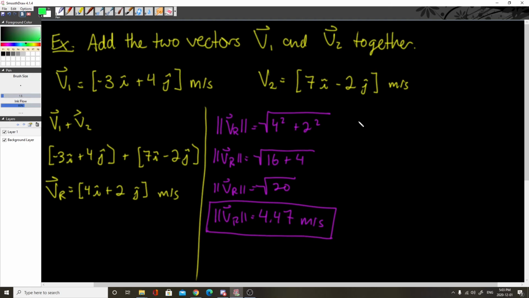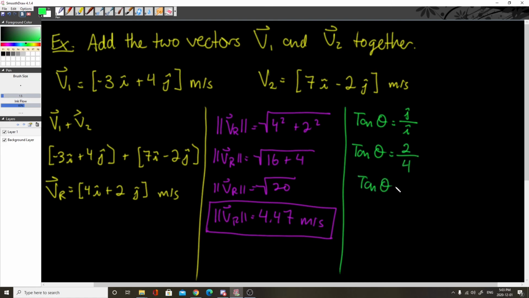Now, we want to find our direction. So, we are going to take our tan theta is equal to our j vector divided by our i vector. So, tan theta is equal to 2 divided by 4, which gives us 0.5. Theta is equal to tan inverse of 0.5, which, when we calculate it, gives us the angle. Theta is equal to 26.6 degrees.